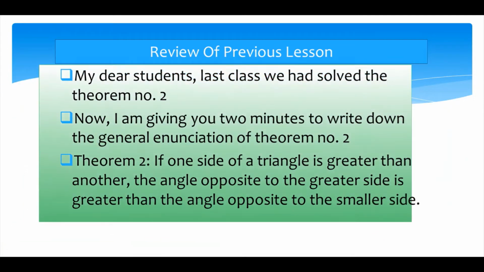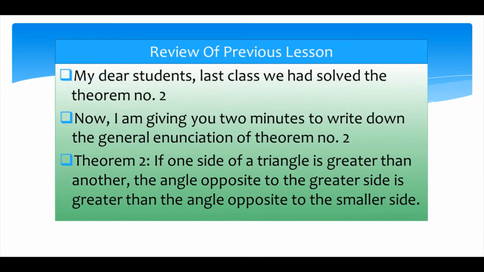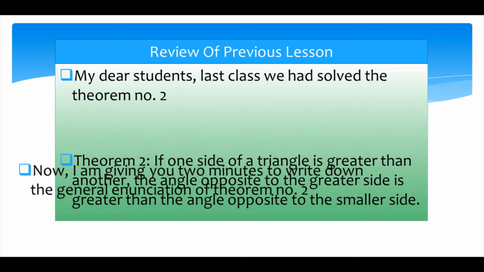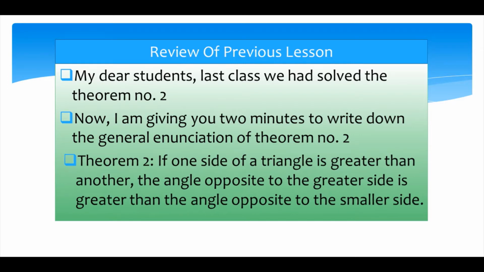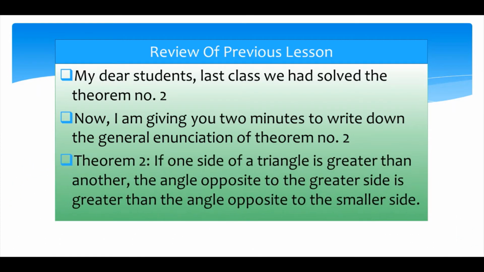So let's see again. My dear students, last class we had solved theorem number 2. Now I am giving you 2 minutes to write down the general enunciation of theorem number 2. If one side of a triangle is greater than another, the angle opposite to the greater side is greater than the angle opposite to the smaller side.